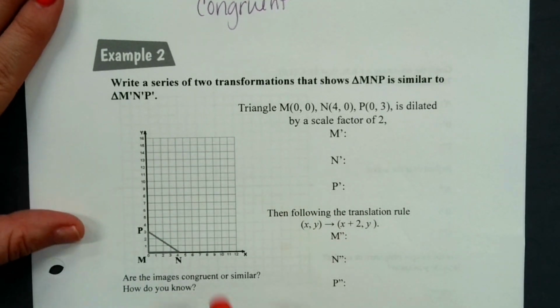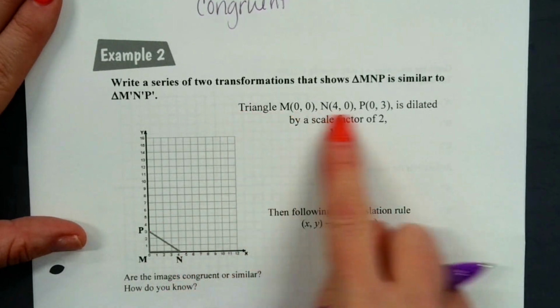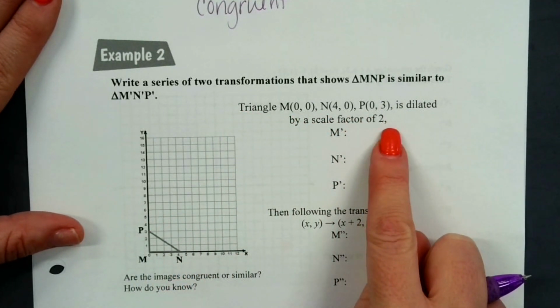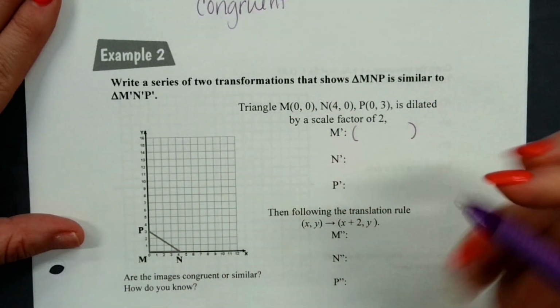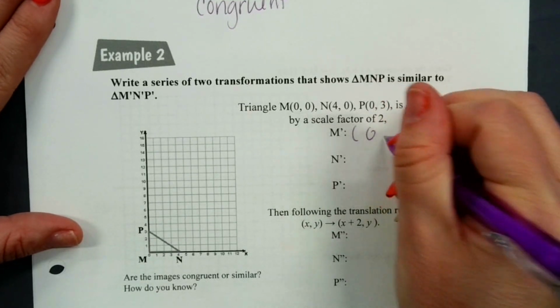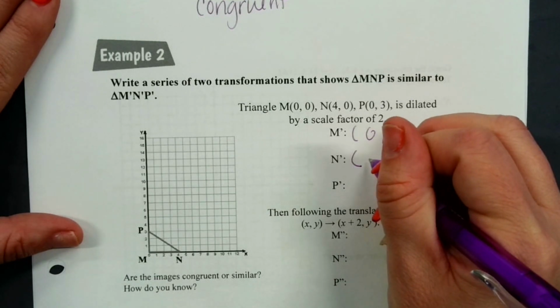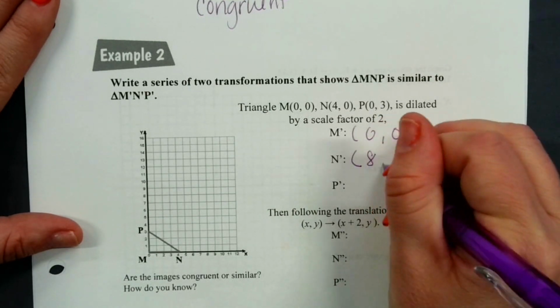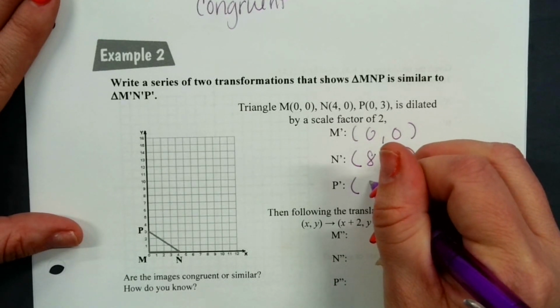Last one I'm doing with you. So we've already got this one graphed. What's the first thing it's telling me to do? By a scale factor of? 2. So I'm going to multiply all these by 2. What's 0, 0 stay? 0. All right. 4, 0 is going to turn into? 8, 0. 8, 0. And 0, 3 is going to turn into? 0, 6.